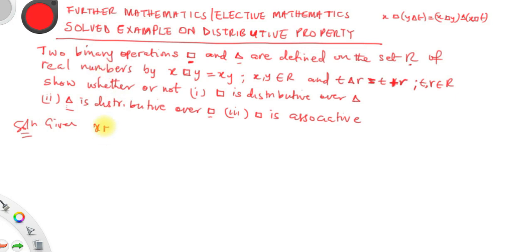First one is x square y is equal to xy, for x, y belonging to the set of real numbers. And we have t triangle r is equal to t plus r, for t, r also belonging to the set of real numbers. So yes, you can see that.